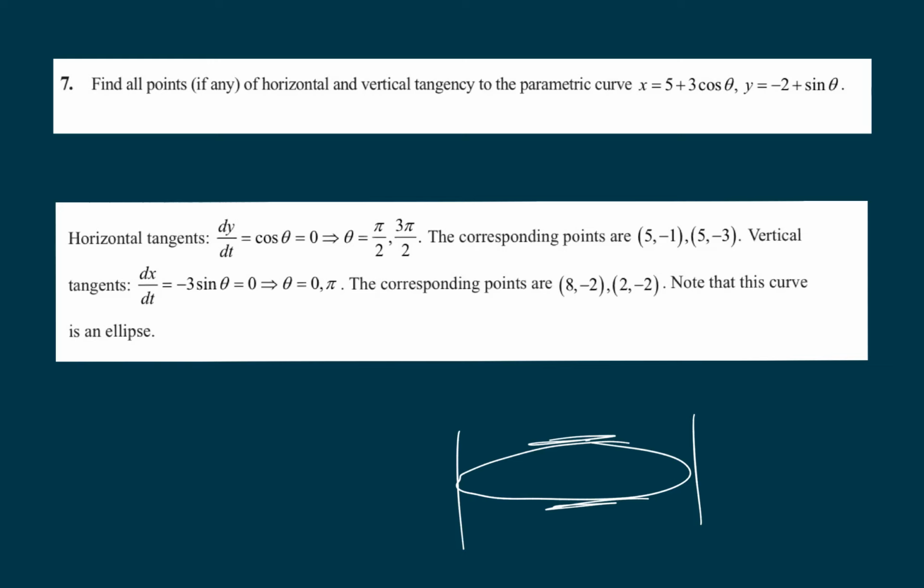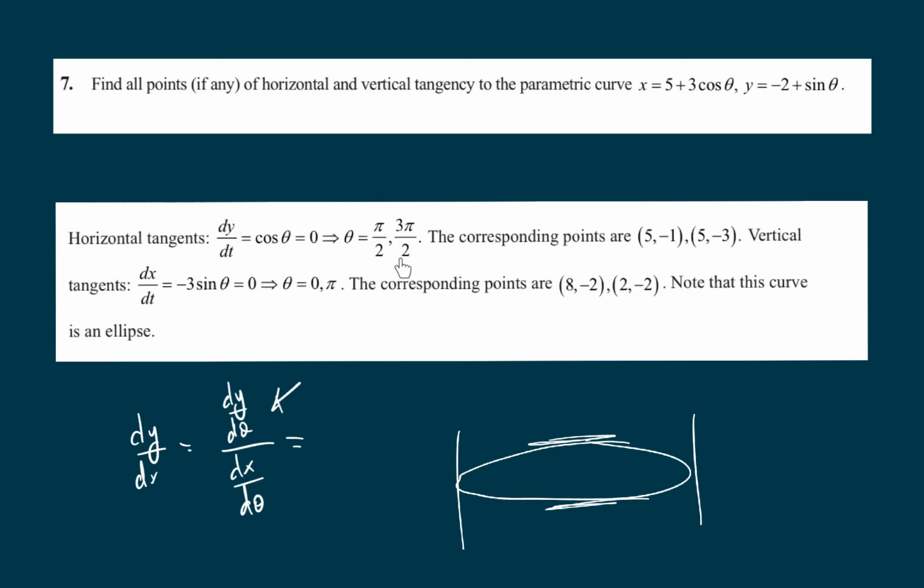What we will do is the same thing that we did in the previous problem. The derivative of y with respect to x is the derivative of y with respect to theta divided by the derivative of x with respect to theta, and we want to find a horizontal slope when the numerator is 0. So, for the horizontal slope, the derivative of y with respect to theta has to be 0. The derivative of minus 2 is 0, the derivative of sine of theta is cosine of theta. Cosine of theta is 0 when theta is pi divided by 2 and 3 pi divided by 2.